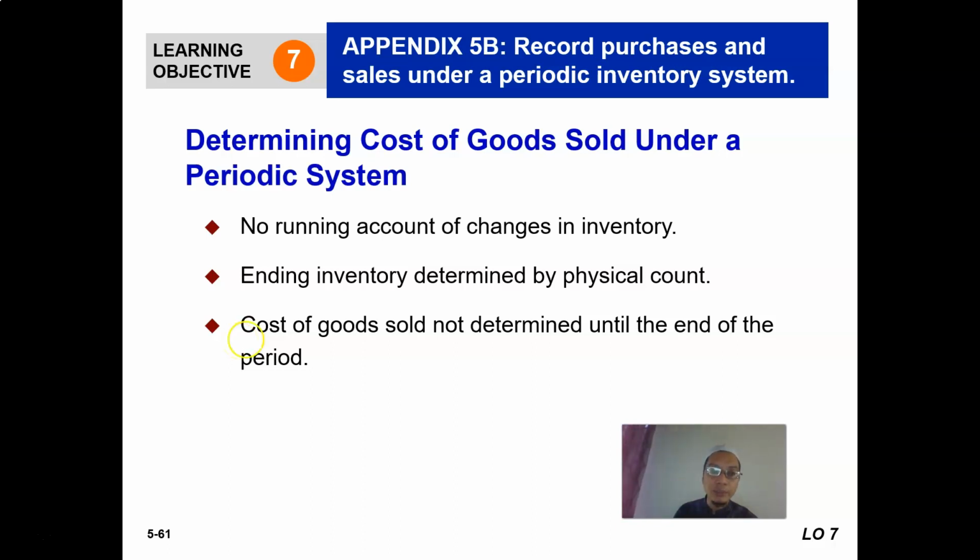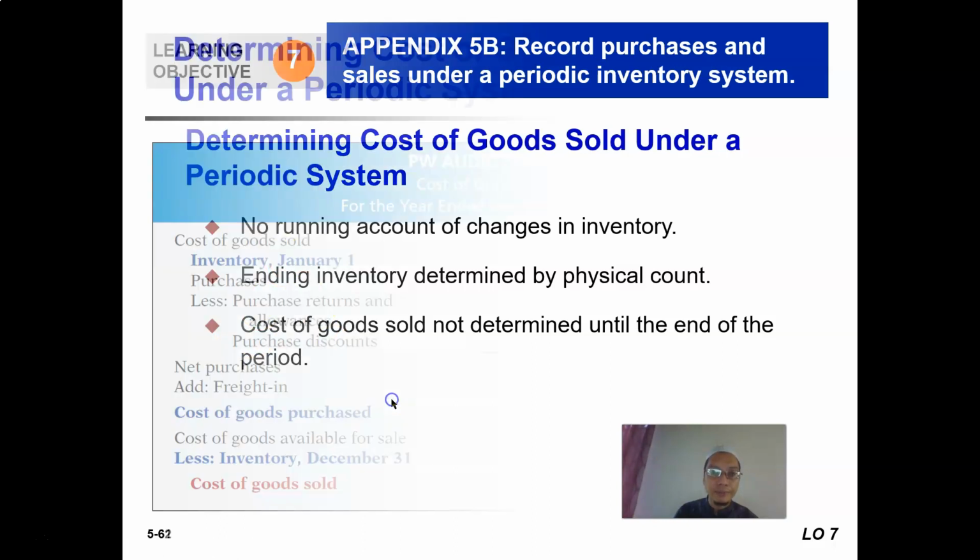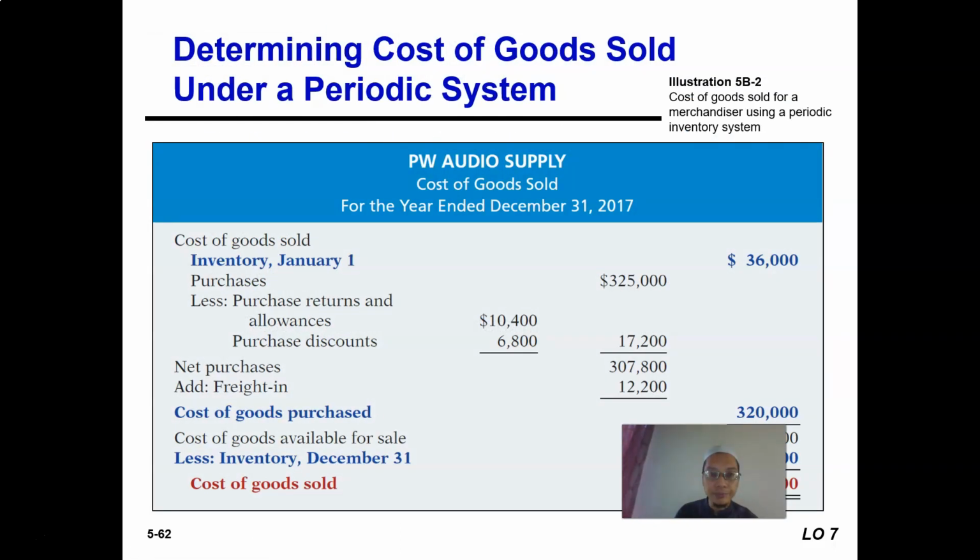Whereas in the perpetual system, the cost of goods sold is a running account. The amount is always updated due to sales, and therefore at the end of the period we just take the ending balance, the adjusted ending balance if needed, and put it inside the income statement. But here in the periodic system, the cost of goods sold is shown as a calculation in the income statement. We will show the difference here.